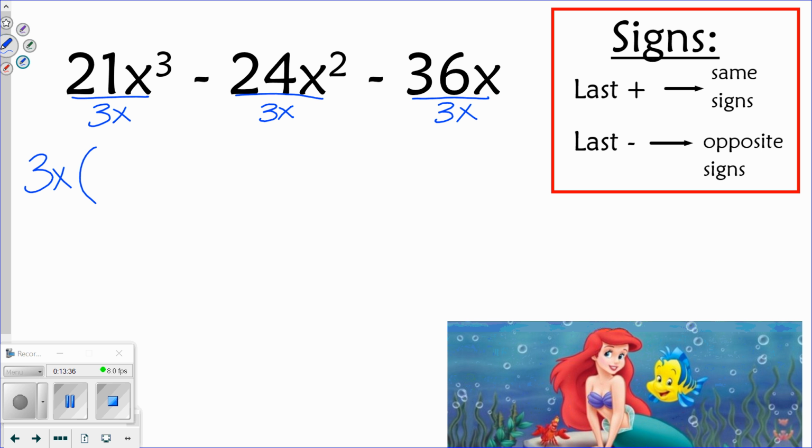All right, so 21 divided by 3 is 7. X cubed, I took an x. What do I have left? X squared. Negative 24 divided by 3, negative 8, and just a single x. 36 divided by 3 is 12. And then the x's, are they there or not? They are not. All right, those numbers look a little more doable.